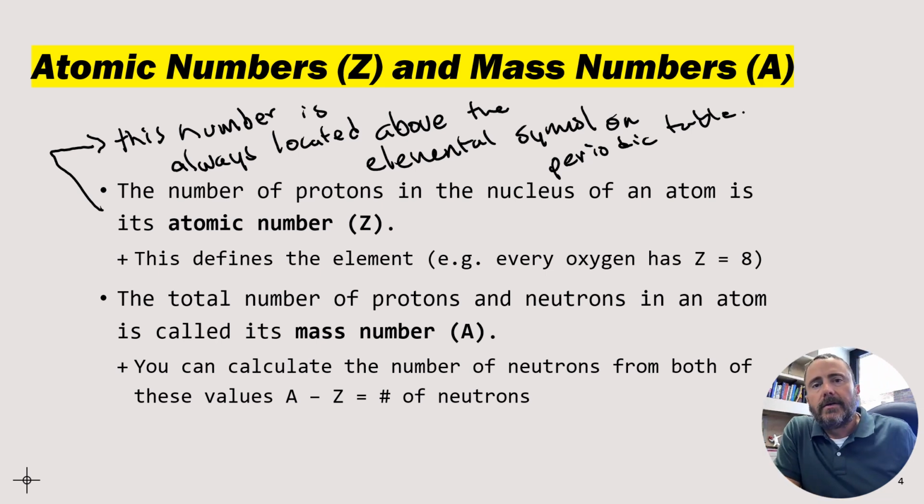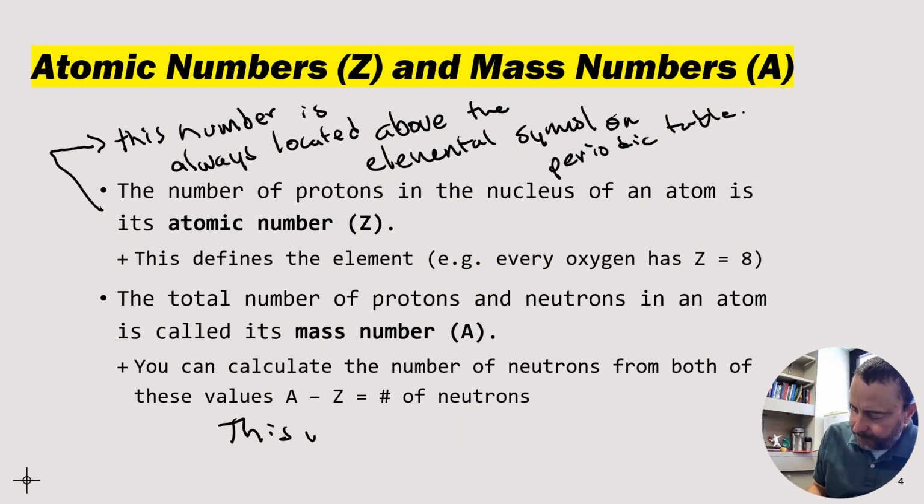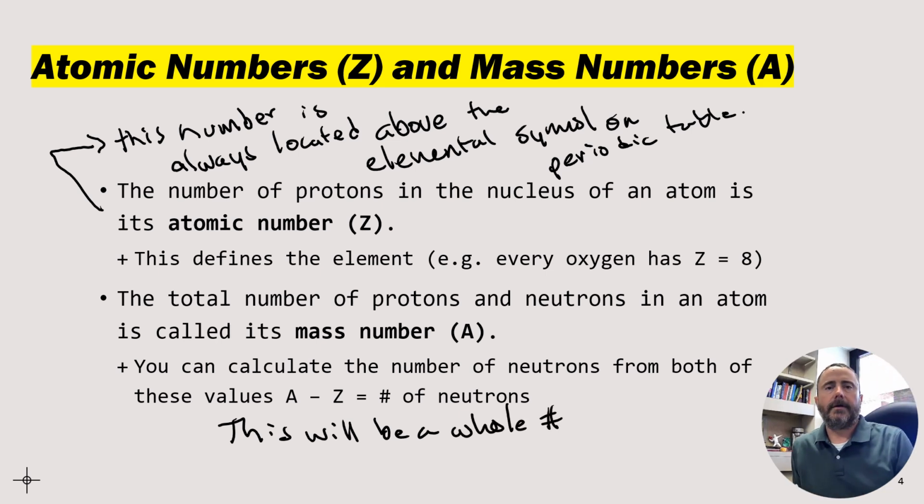We can also have what we call a mass number. That's given the symbol A. The mass number is the number of protons plus the number of neutrons. This is different than the actual mass of what an element weighs. The mass number is just the number of protons and neutrons, so this is going to be a whole number.